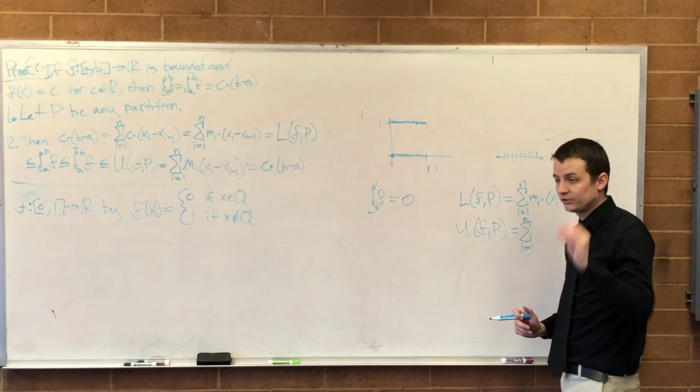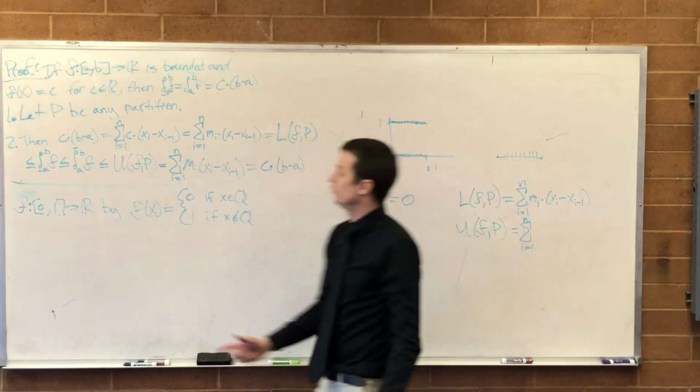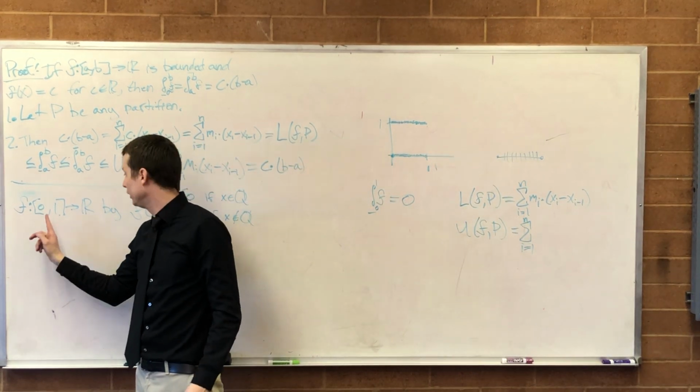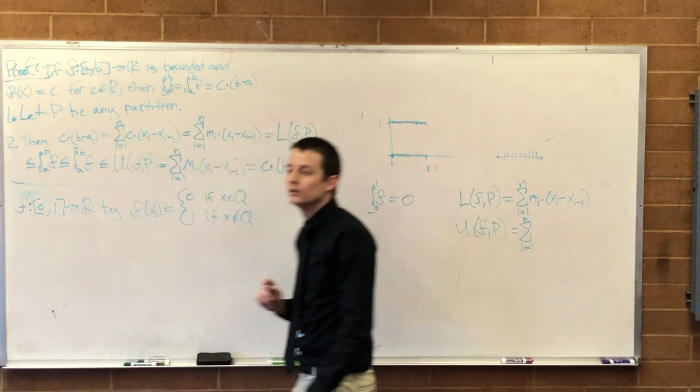A partition has to start with a and it has to end with b. So if we're talking about a partition on [0, 1], our first point is always 0 and our last point is always 1.